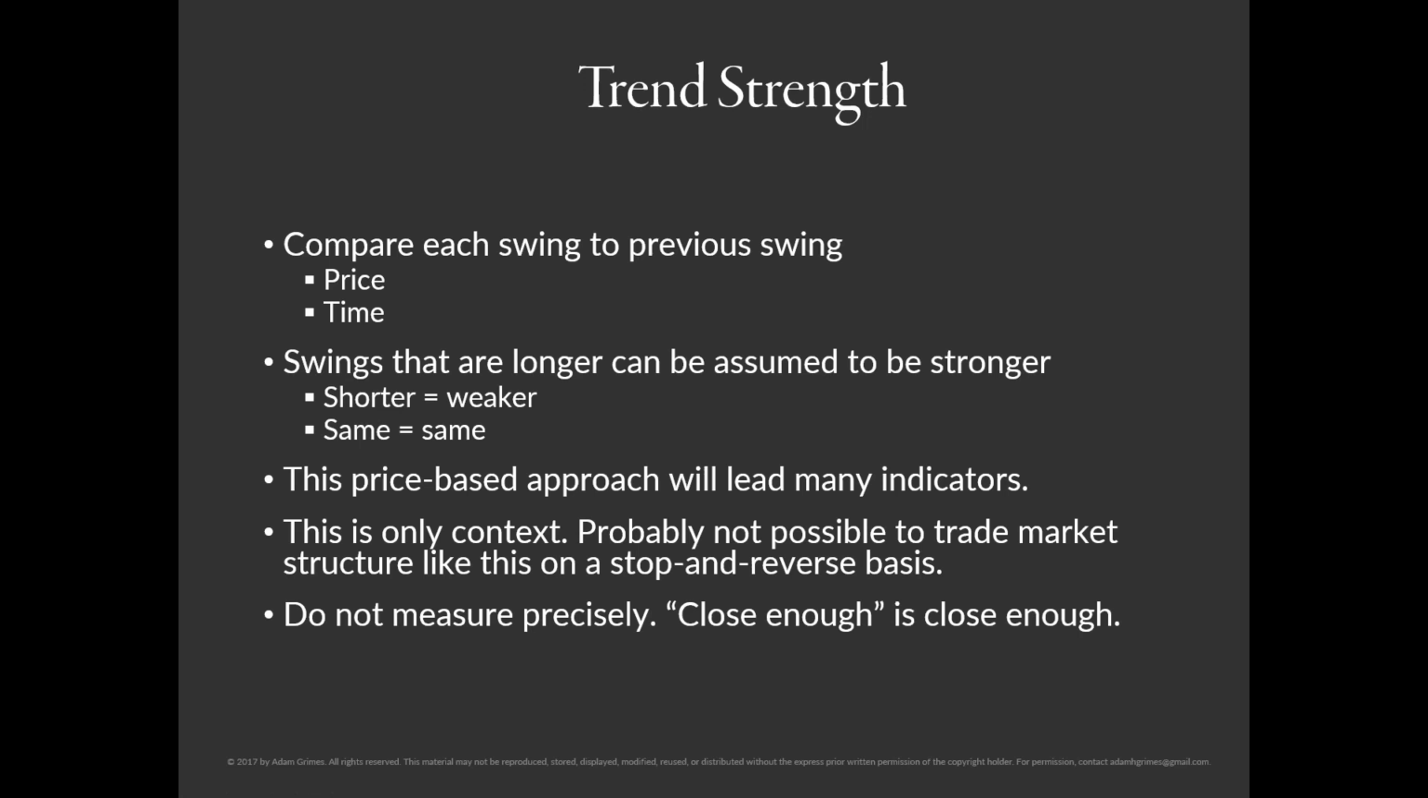So what I've just shown you is a way of looking at price structures to compare each swing to the previous swing. And you're looking in both price and time. Longer swings are stronger. And it makes sense, right? If a market's able to go up 8 points versus 10 points on a previous swing, well, those 8 points, it's not as far. The market is losing some strength.